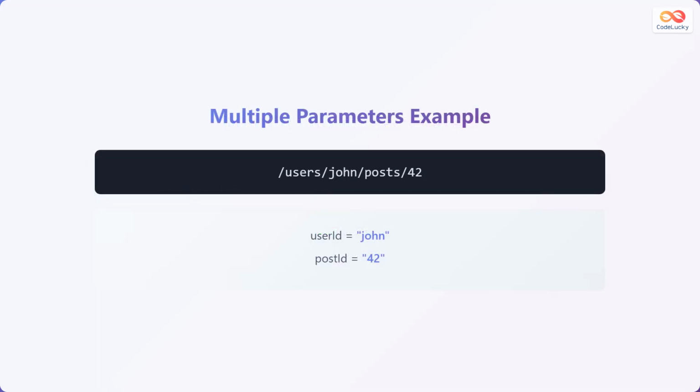Here's an example of a URL that matches a route with multiple parameters. Given the URL /users/John/posts/42, the value of the userId parameter will be John, and the value of the postId parameter will be 42.